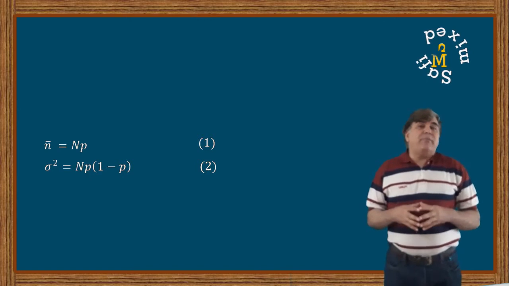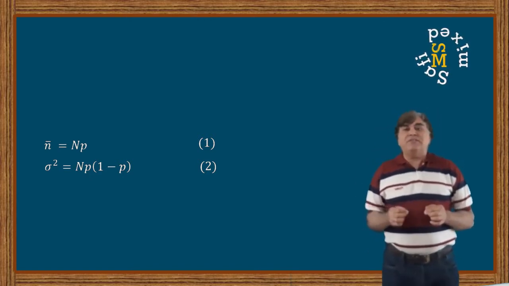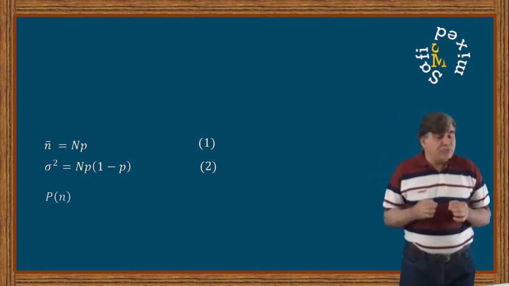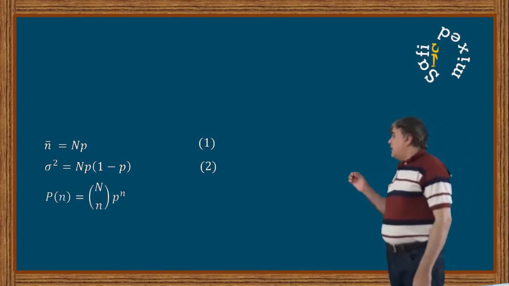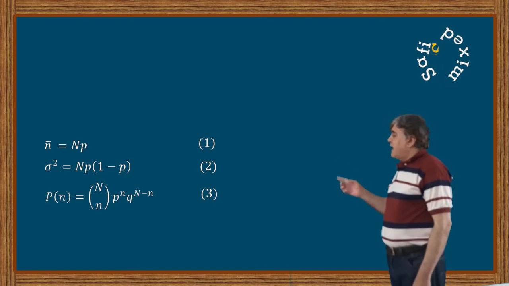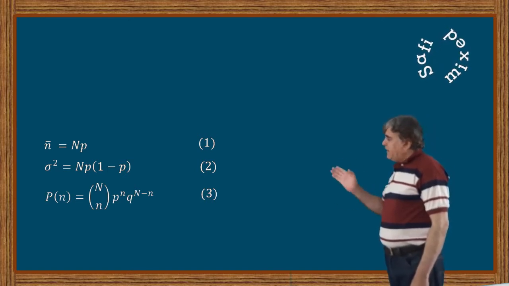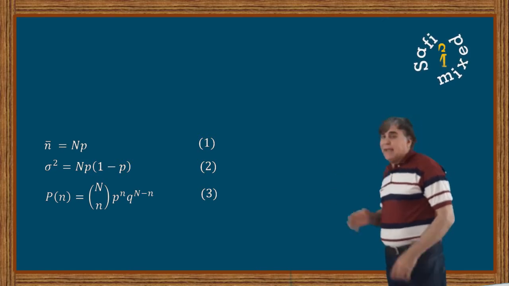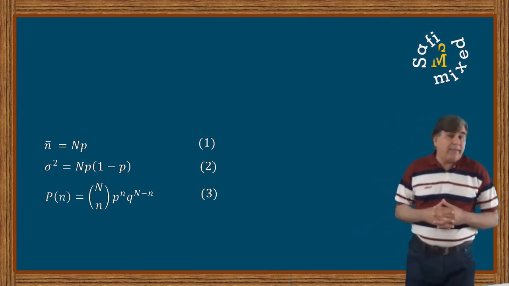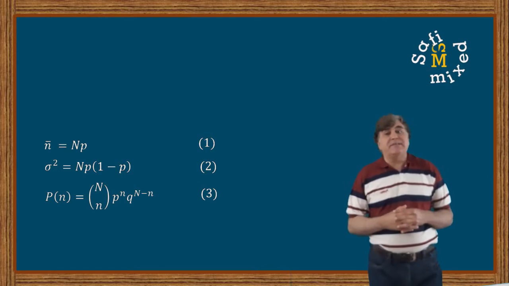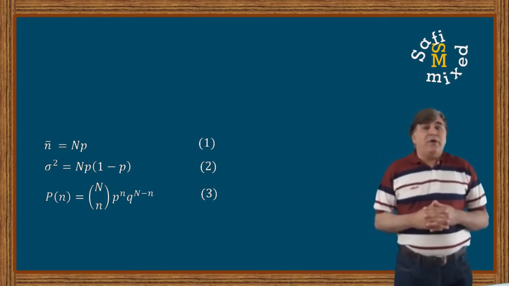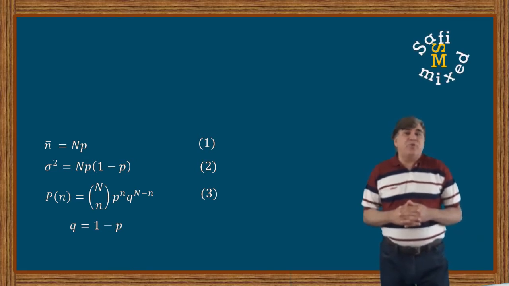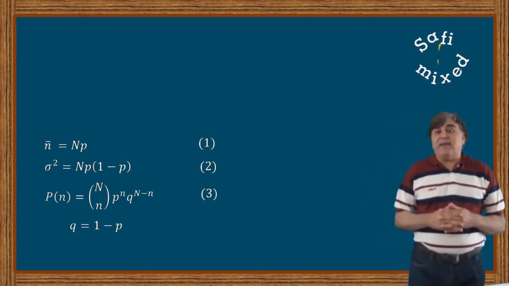If you recall from my videos on binomial distribution, the relation for probability in binomial distribution is given by P of n equals N choose n, P raised to the power n and Q raised to the power capital N minus small n, where Q equals 1 minus P and represents the probability of the second event in a single trial.